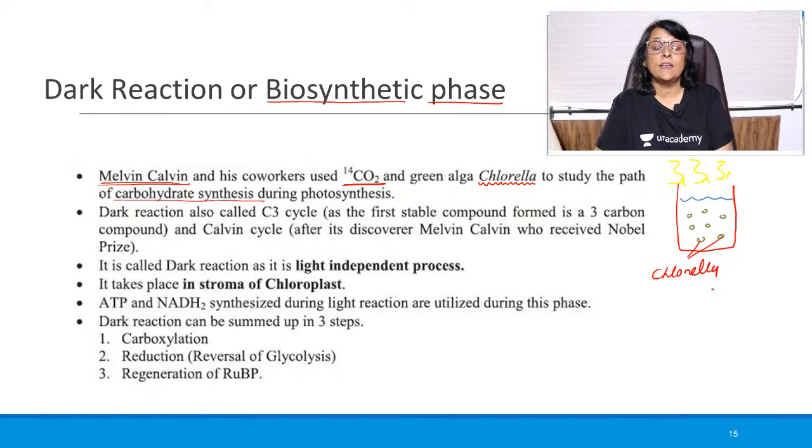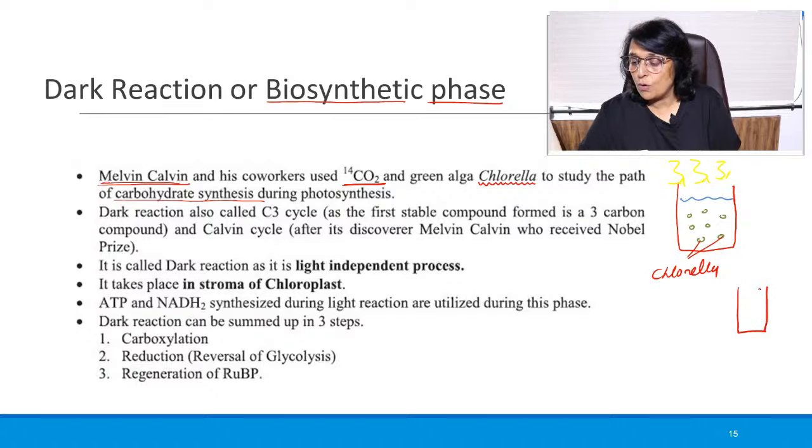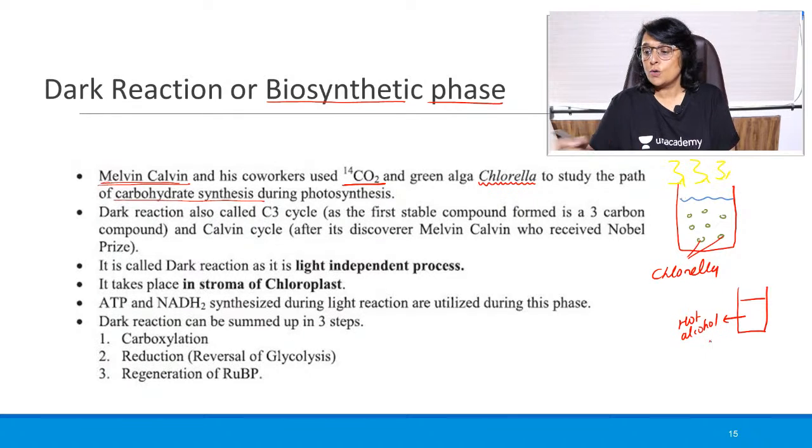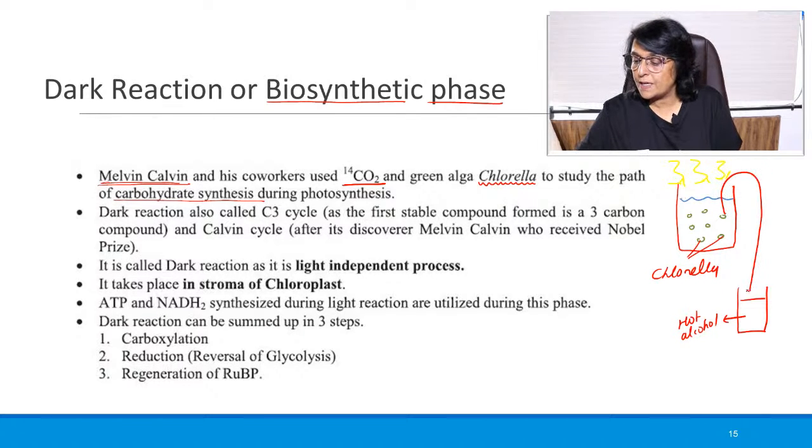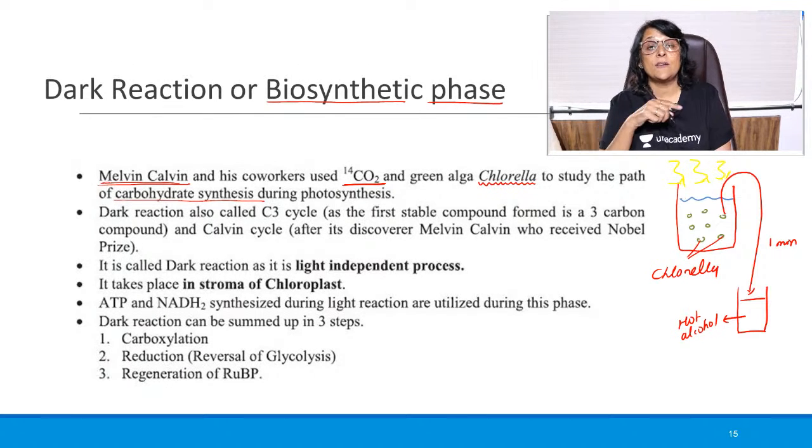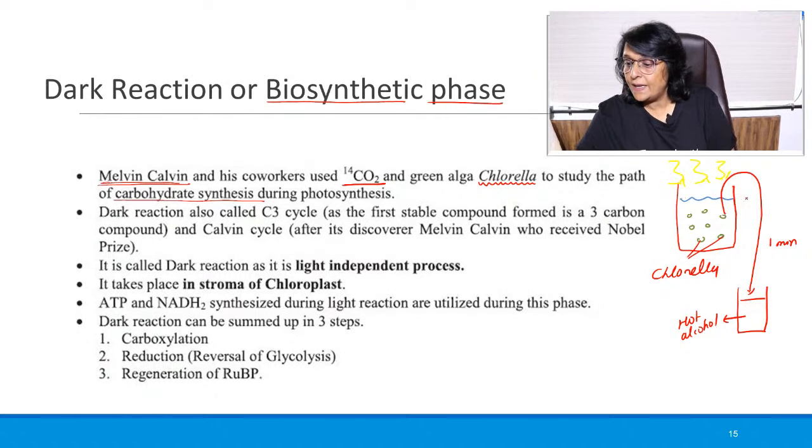And what Kelvin and his co-workers did, after every few seconds they would take a few chlorella cells and dip them in hot alcohol. So say some chlorella cells were taken and dipped in this after 1 minute, and because they were dipped in hot alcohol, the cells died, and then the cells were analyzed: which chemical compound is detected in them. Then after 1 minute this was done.